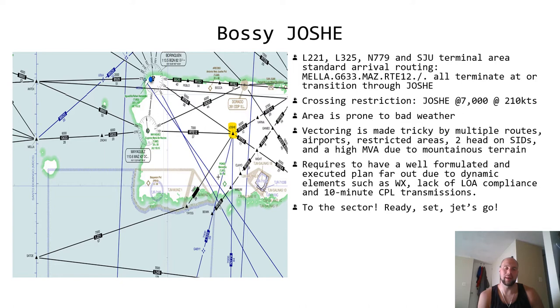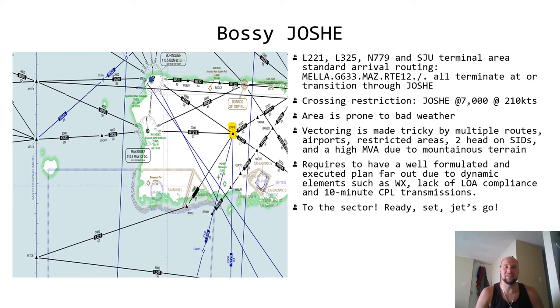It just so happens to occur in the afternoon, right when Joshi gets bumping with aircraft transitioning to San Juan from South America and Central America. Vectoring is made tricky by multiple routes, airports, restricted areas, two head-on SIDs, and a high MVA due to mountainous terrain. You have the cards stacked against you whenever you have to vector for Joshi. It is not like we are able to vector these aircraft over vast cavernous spaces of open ocean water, right? The fine Atlantic Ocean when we are talking about Beano, Sailor, even Vetus to an extent.